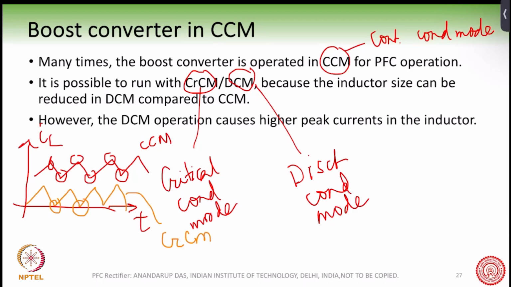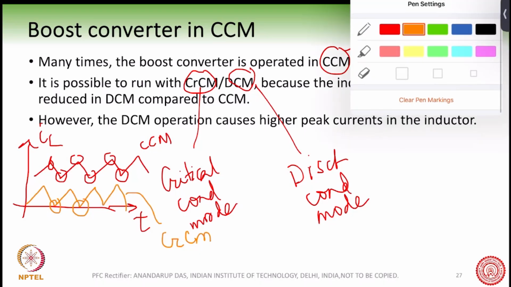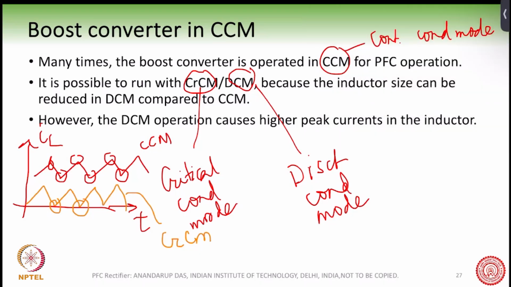And then there is something called DCM. What is DCM? DCM is the case where this current goes to some value here, but it comes to 0 even before the end of the cycle. Then it remains 0 for some time, and then again it starts and goes down again. So there is a prolonged time period, which I'm showing here, where the current is discontinuous. So it is a discontinuous mode, and the current is 0 for a prolonged time.